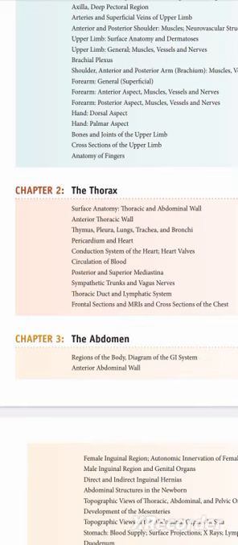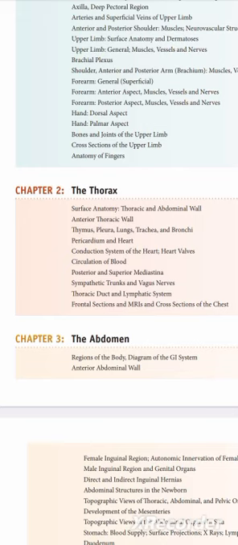Chapter 2: The thorax. Plates. Surface anatomy: thoracic and abdominal wall, 139. Anterior thoracic wall, 140 to 149. Thymus, pleura, lung, trachea and bronchi, 150 to 165. Pericardium and heart, 188 to 191. Conduction system of heart, heart vessel, 192 to 195. Circulation of blood, 196 to 205.